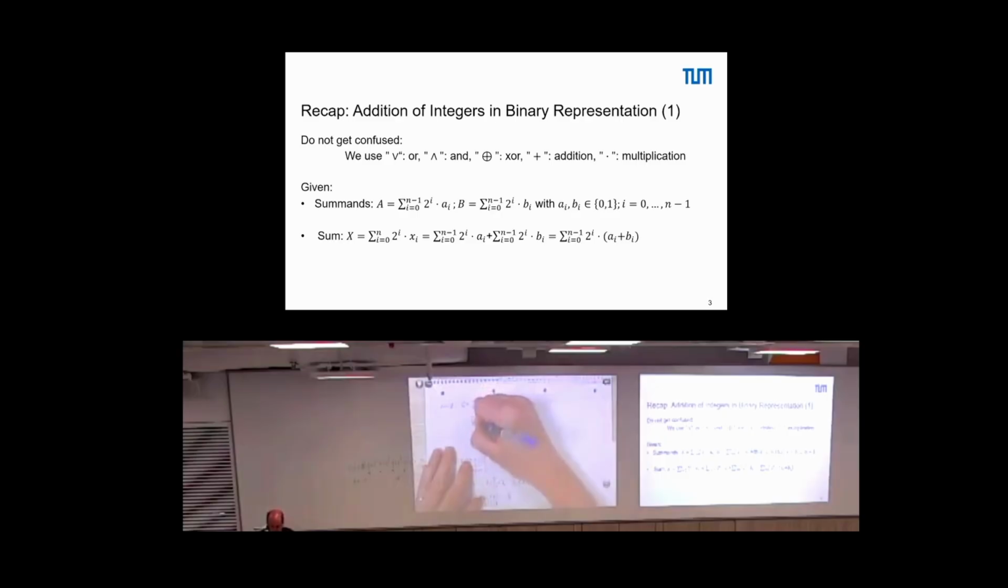So, what we would have is, this is the same as the sum from I equals 2 to n minus 1 of 2 to the power of I, AI plus BI, plus 2 to the power of 1. And now I put everything which corresponds to 2 to the power of 1, which is A1 plus B1 plus C0, right? Because C0 is also 2 to the power of 1, right? Can just write a 1 here. So I extracted from the sum here the 2 to the power of 1.